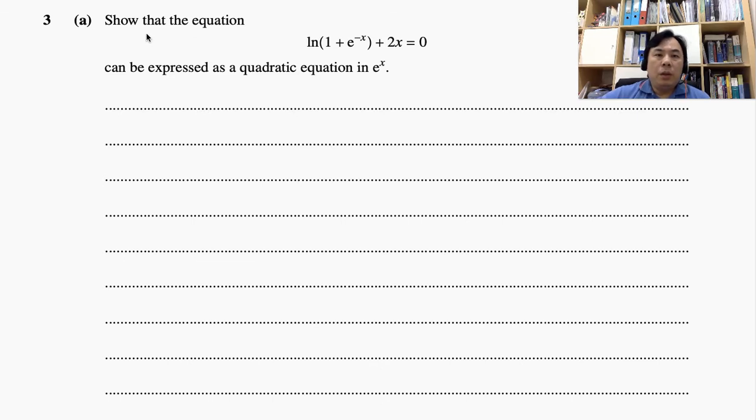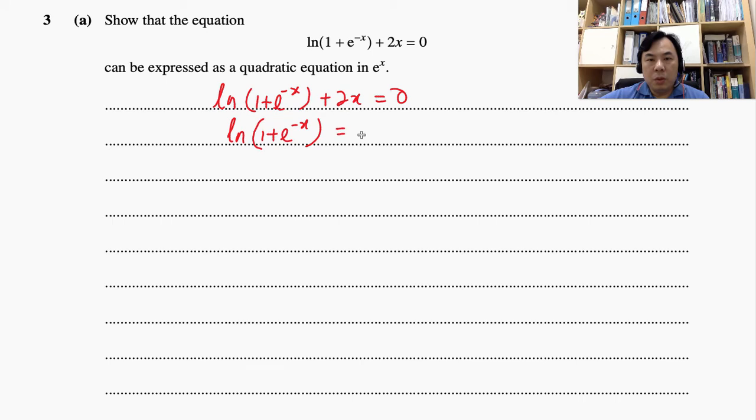Right, now here we need to show that the equation can be expressed as a quadratic equation in terms of exponential x. Okay, now up to you. I would always prefer divide and conquer strategy here. Like this is one piece, you can always bring them, take them to the other side. Yeah, other side.